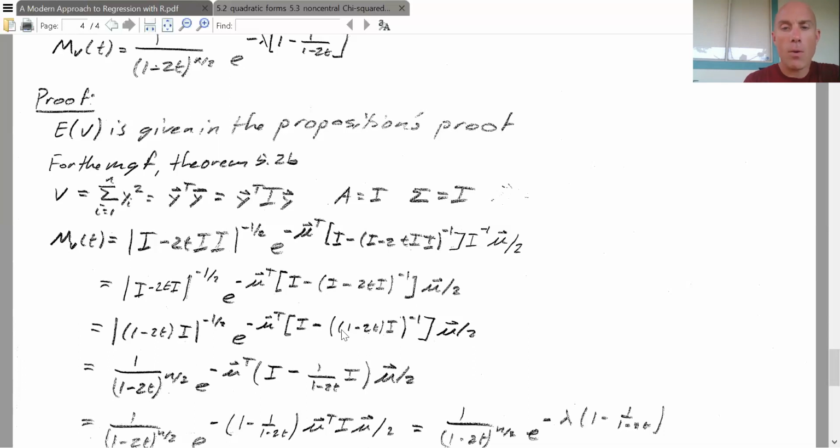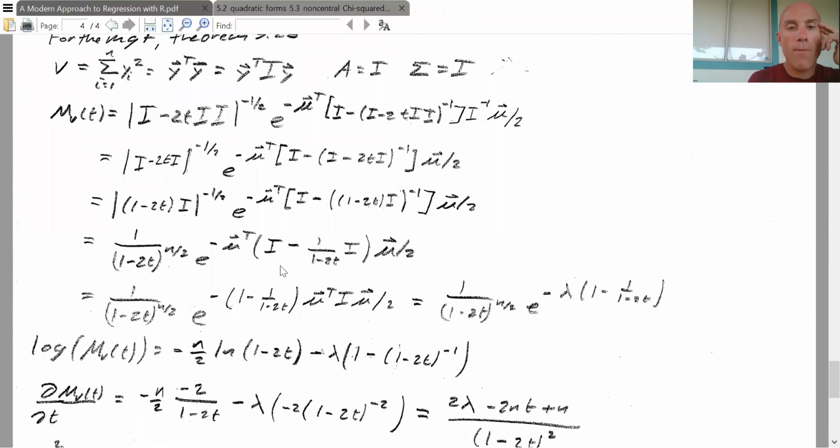Let's see. Okay, so now I take a look at this, and I'm going to change this just a little bit. It's like I'm factoring out the 1 minus 2t, and I realize that that's going to be 1 over 1 minus 2t. Now I see that I've got I and I, so I can factor out an I. When I factor out the I, I realize that I'm going to get a scalar. I can factor out that scalar, and so I get that to here.